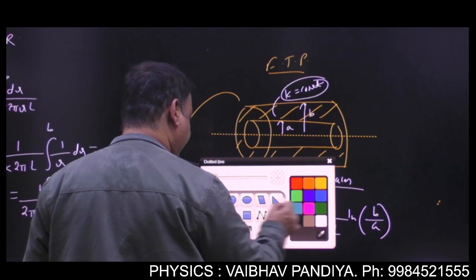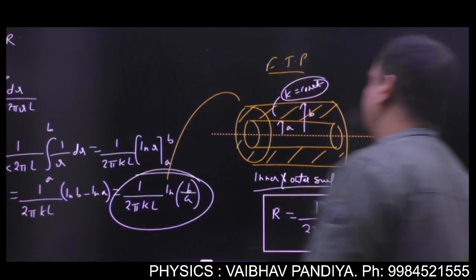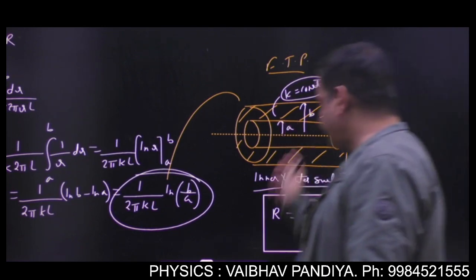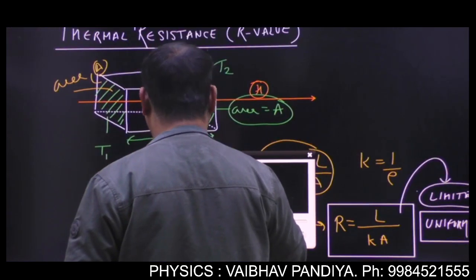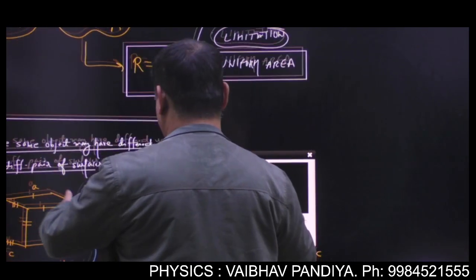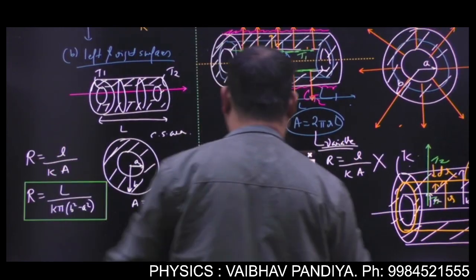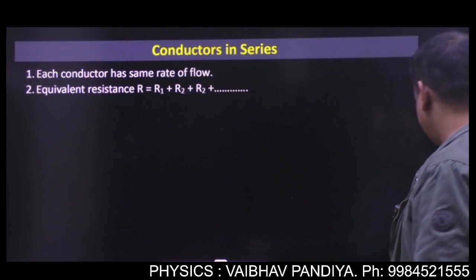This is the formula for the resistance of a cylinder between the inner and outer surfaces. Between the two end surfaces, there is no need of calculus, we have seen. We can directly apply this formula. That's a one-line problem. Got it? Okay, now see the next application.